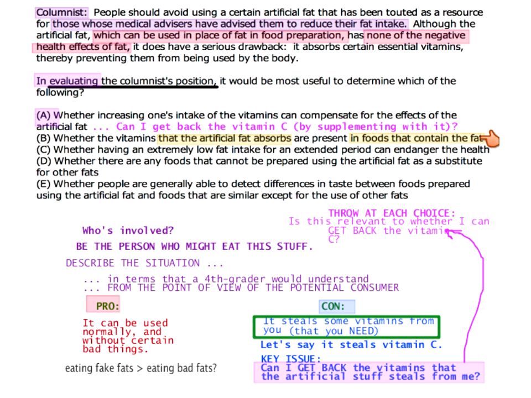So yes, you're going to have to eat these vitamins. You're going to have to supplement when you are not also consuming the fat. So the problem with B is that it addresses the wrong thing. It addresses when you're definitely not going to get these vitamins rather than when you could get them.